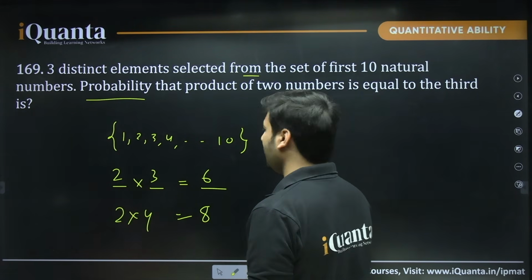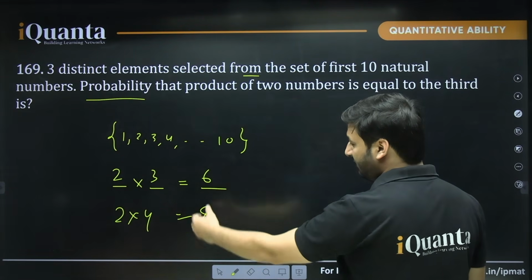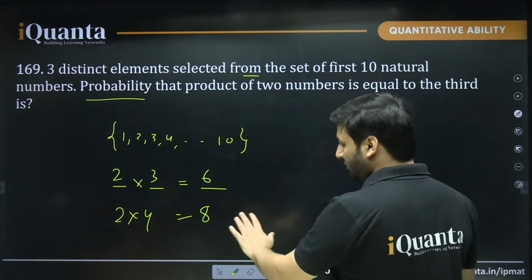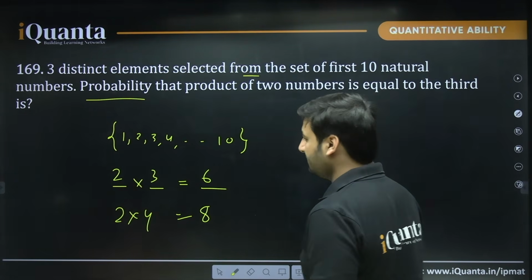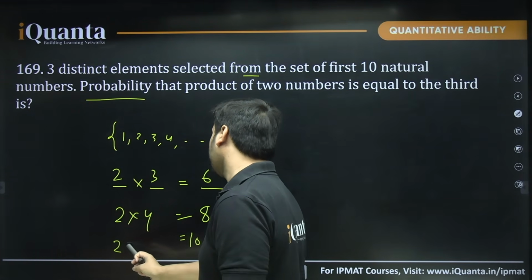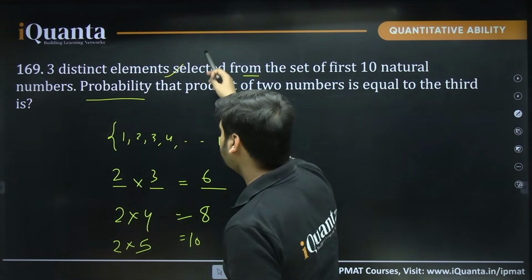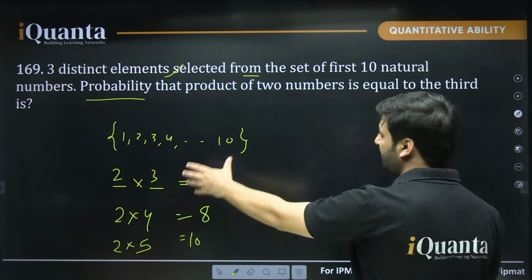What about 9? 9 is when you have 1 into 9 as 9, but 9, 9 will be same, or otherwise 3 into 3, right? That will also not give us these distinct numbers, right? So then we will have 10, 10 is possible, that is when we have 2 into 5, right? So we just have 3 such pairs. There are only 3 such selections possible from the set of first 10 natural numbers.